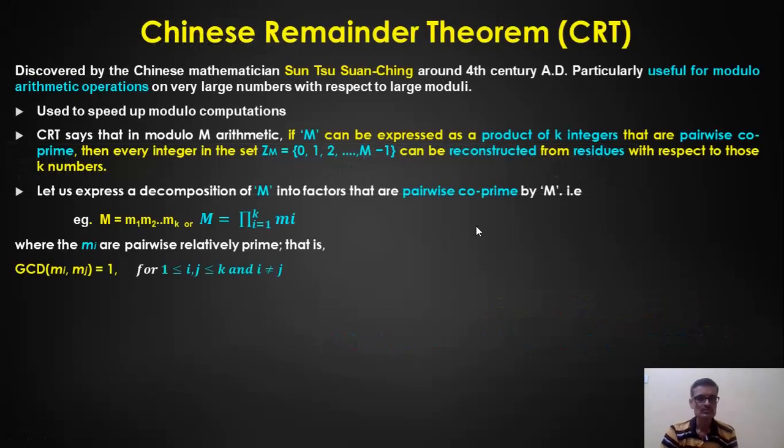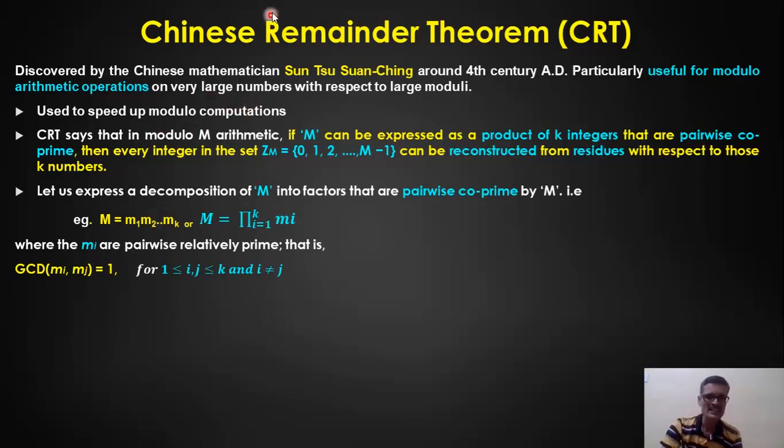Why has the name Chinese remainder theorem come to this particular method? It is because of its discoverer. This person discovered this particular algorithm: Sun Tzu, around the 4th century AD. It is useful for modular arithmetical operations, as I told earlier, when we are working with large numbers, with respect to a large modulus. The advantage is that we can speed up the modulo computations. That is the major advantage.